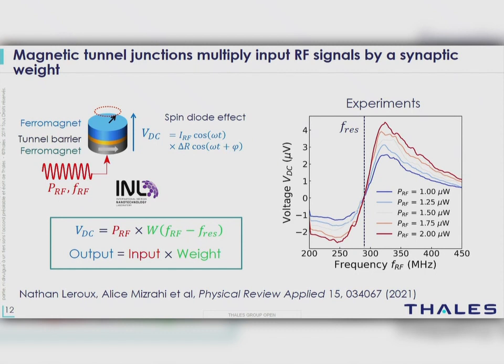You can compute this and convince yourself that you will indeed get a rectified DC voltage if you inject an RF signal in the junction. So we have this resonance curve, and if I put a higher power, I will get a higher signal, which is quite intuitive. And I will show you that actually this does a multiplication. The output is the DC voltage, the input is the RF power, and the output is the input times a weight. This weight can be controlled by the frequency of the device. So this is our synapse.